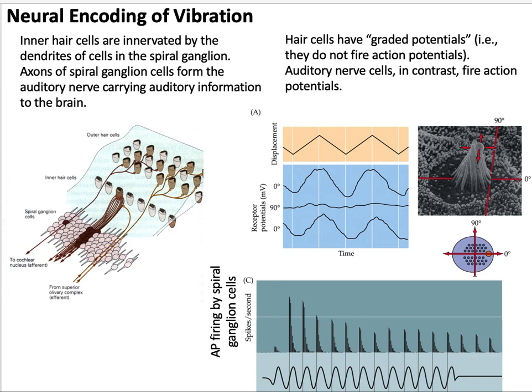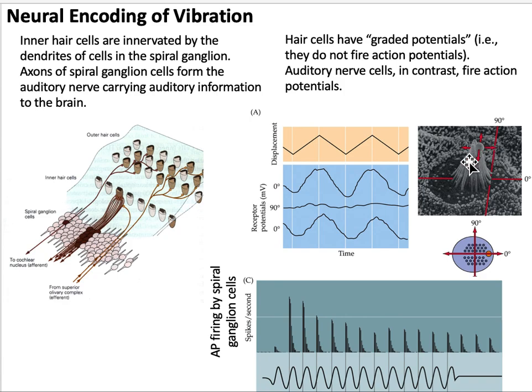Okay. And these inner hair cells are innervated by the dendrites of cells that are in a structure called the spiral ganglion. So these are spiral ganglion cells. And these come to form the auditory nerve that carries information out. So the dendrite is going to the inner hair cells, and then it sends its axons out, but the cell bodies are here.